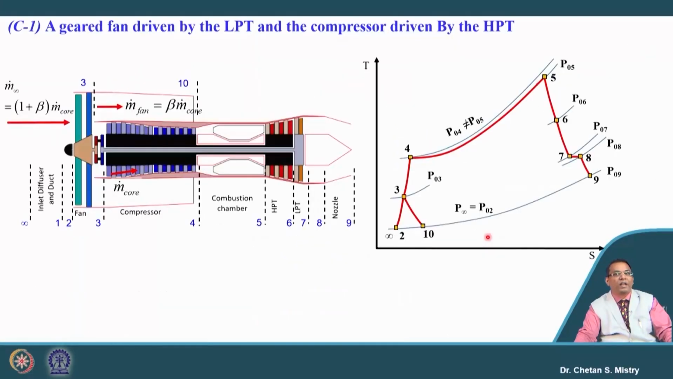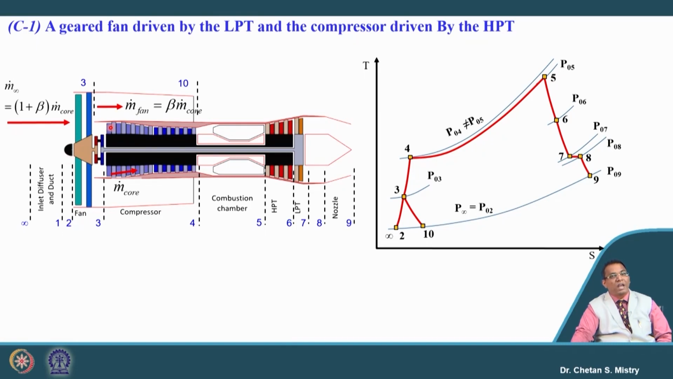Now, all this we have discussed is with this kind of configuration, where our geared fan will be driven by the LP turbine and the compressor will be driven by the HP turbine. So, let us try to analyze this case. What could be the case? Suppose I am reducing the rotational speed of my fan, then that will give me all the benefits we are looking for.